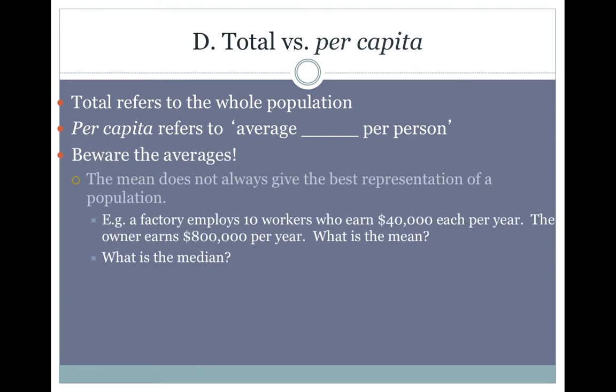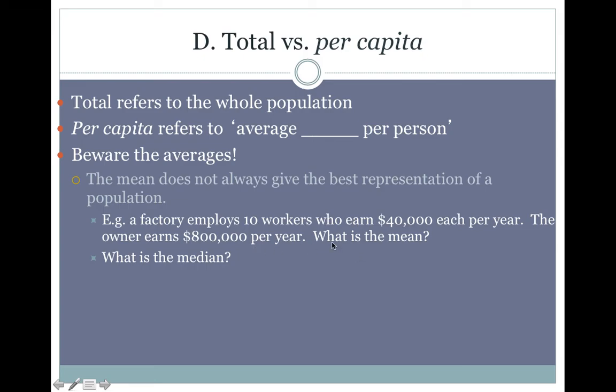Now, one thing to remember is that sometimes it's not always the best representation of actual income per person, because a few people make a lot of money at the top and a lot of people make a lot less money. For example, if we were to take the 11 employees that work at a factory, 10 workers and 1 manager. The 10 workers earn 40,000 euros per year, and the owner earns 800,000 euros per year.